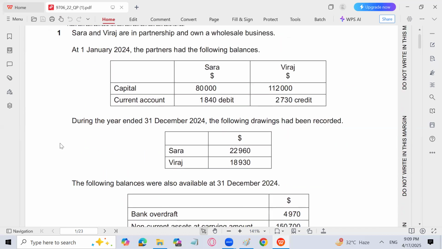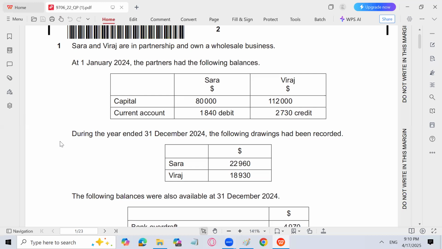Let's start. Sara and Viraj are in partnership and own a wholesale business. At 1st January, the partners had the following balances. Capital accounts are given as 80,000 for Sara and 1,12,000 for Viraj. Remember that interest on capital is always calculated on capital accounts, either 5% or whatever percentage is given in the question. That interest on capital will come in the profit and loss appropriation account, will be subtracted from there, and will also come on the credit side of the current account.